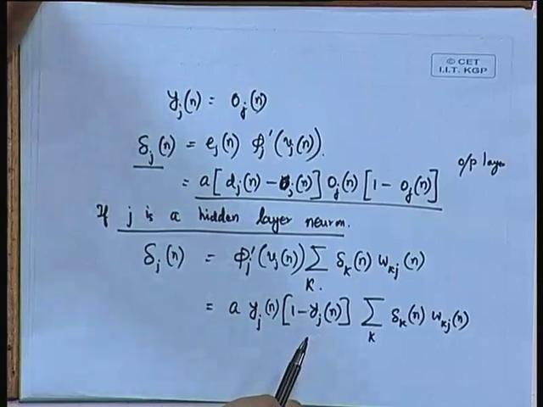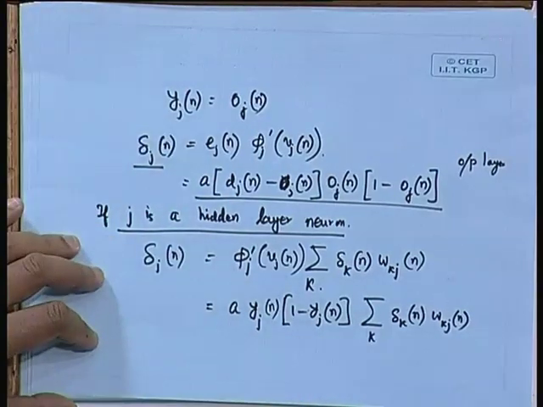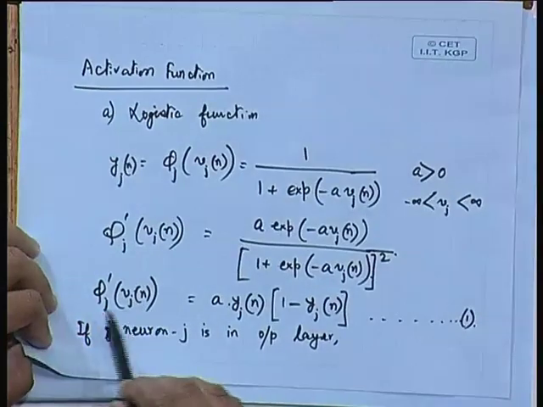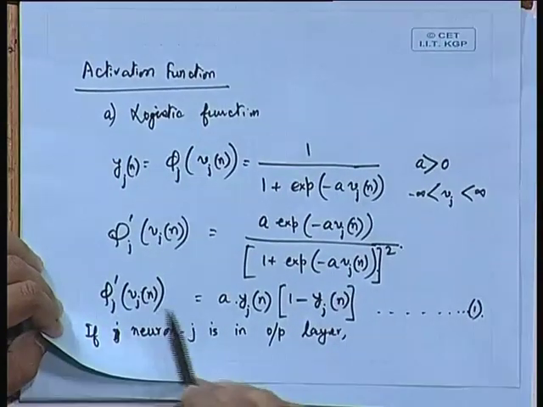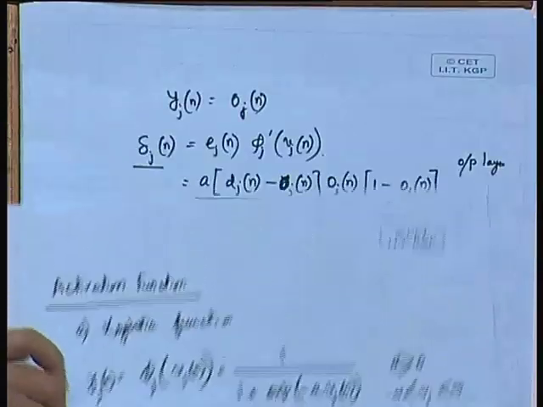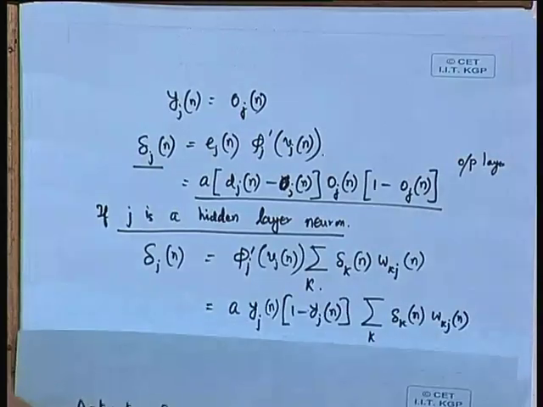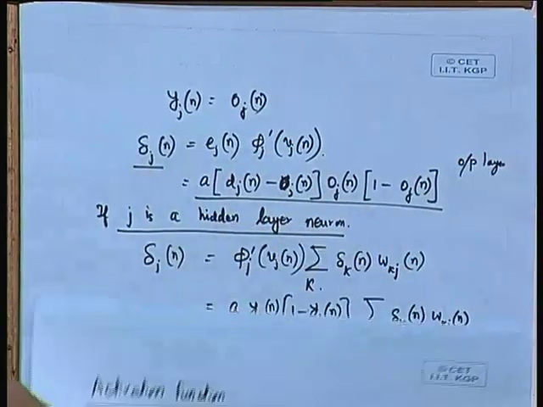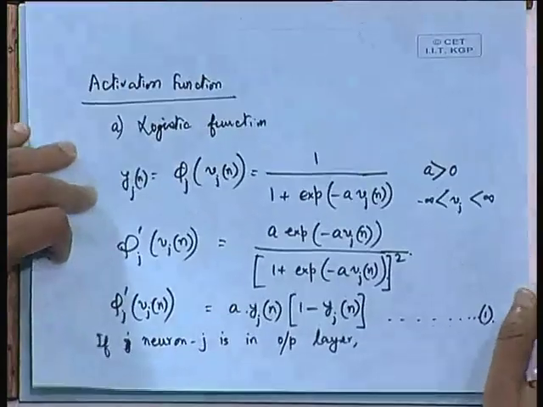So, now let us look at this, that after all, we have derived our expression for phi dash j n, phi dash j. So, let us have a look at this expression. In fact, we have computed phi dash, and phi dash in turn is controlling our delta j, that is the local gradient.